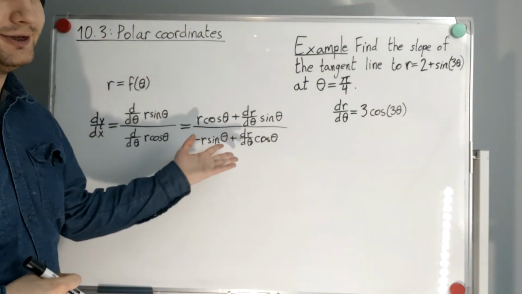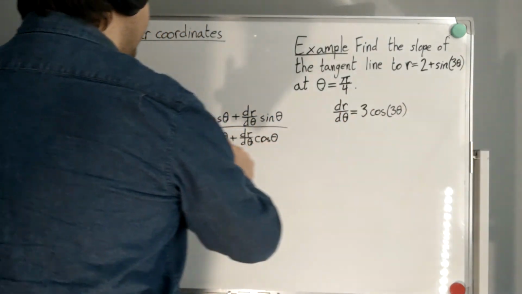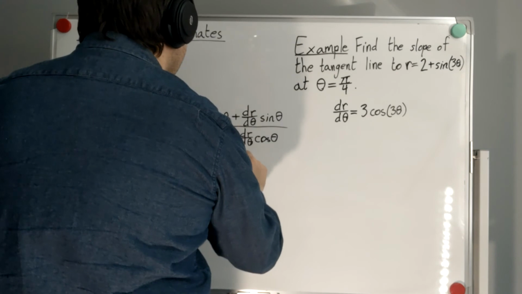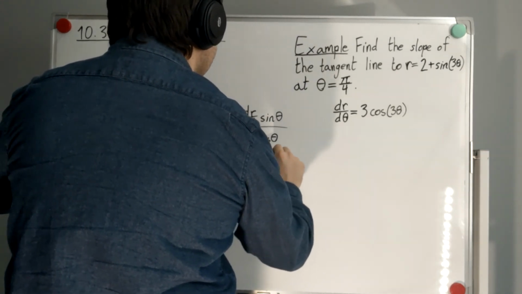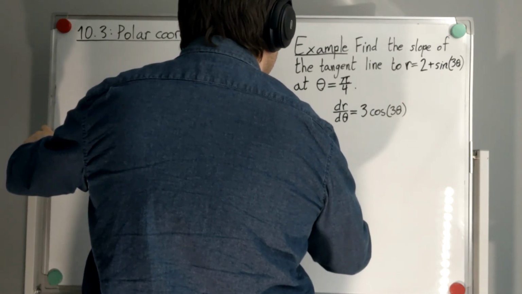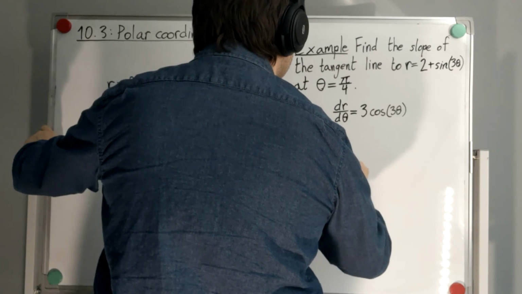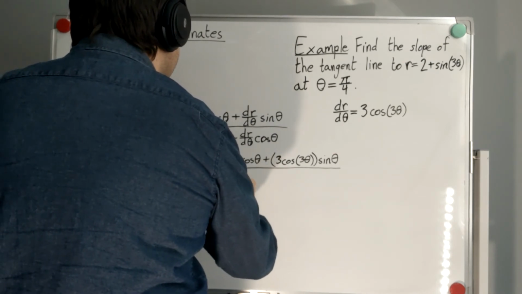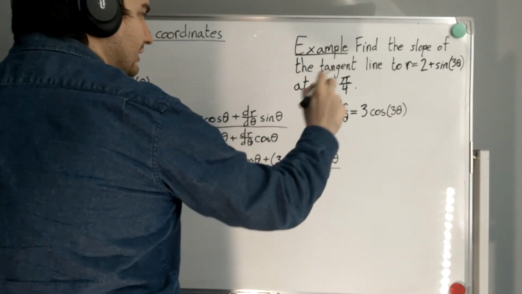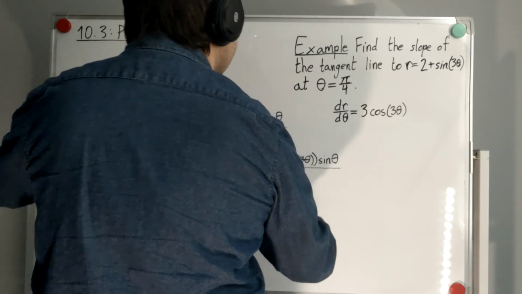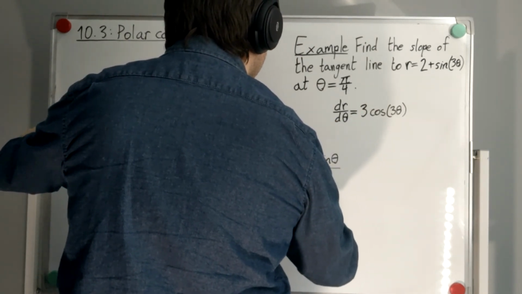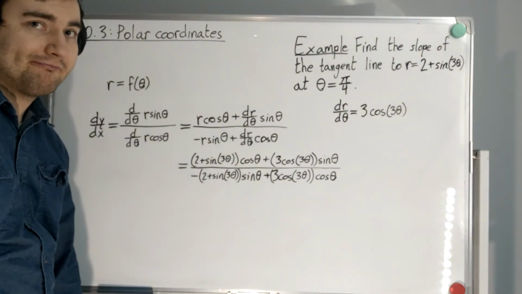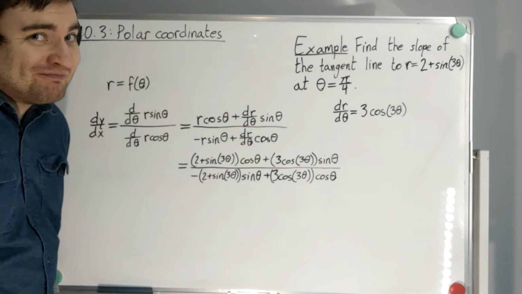And then you put everything into this formula. So this becomes 2 plus the sine of 3 theta times the cosine of theta plus 3 cosine of 3 theta times the sine of theta, divided by negative 2 plus the sine of 3 theta times the sine of theta plus 3 cosine of 3 theta times the cosine of theta. It's a mess, but that's what it is.